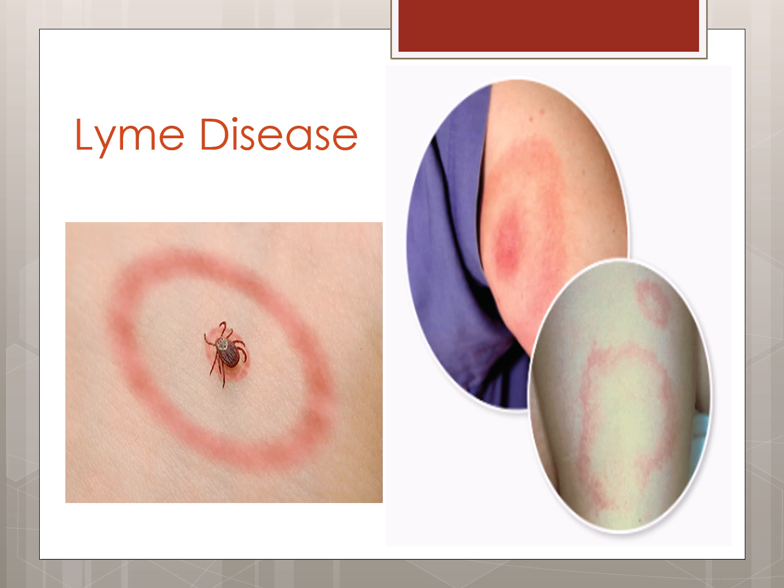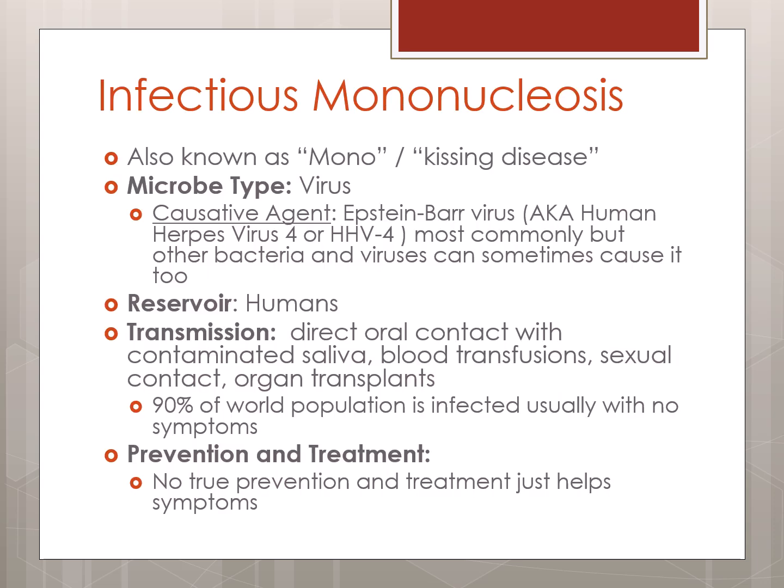All right, pucker up because it's time for infectious mononucleosis, or mono, or the kissing disease. The microbe type for this one is a virus. It is the Epstein-Barr virus, also known as the herpes virus 4 or HHV4. So that is what I want you to know for the causative agent with this particular disease.